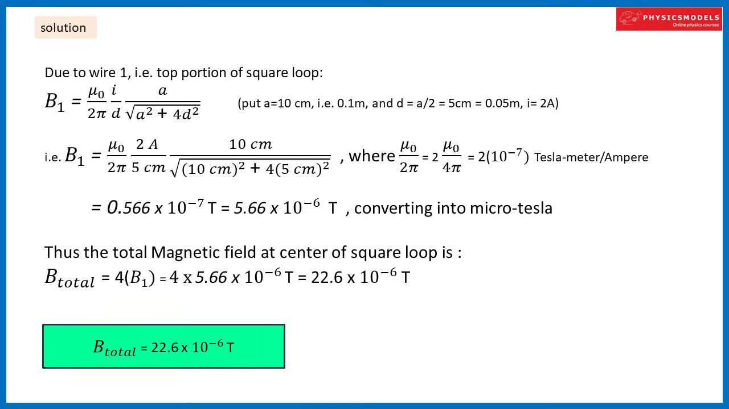Therefore, the total magnetic field at the center point P will be 4 times that of each wire. Therefore, you will get the answer which you can see here, which is 22.6 into 10 to the power minus 6 Tesla.